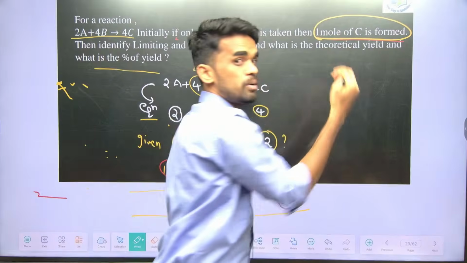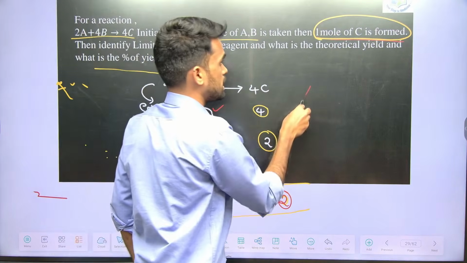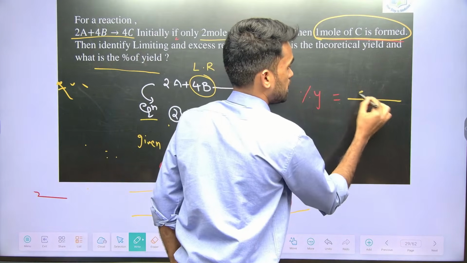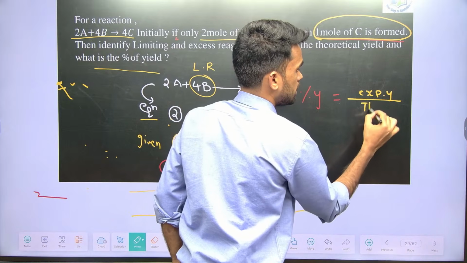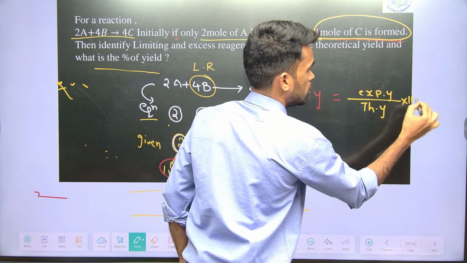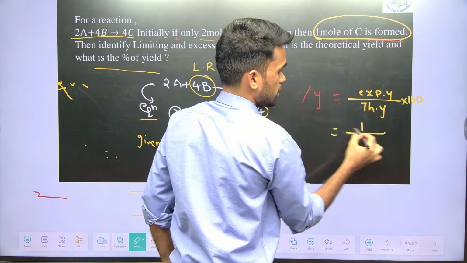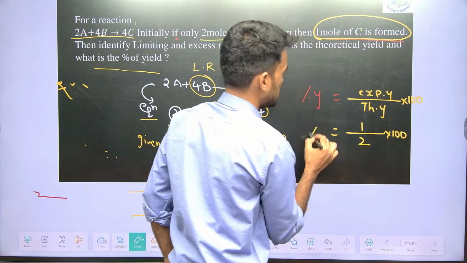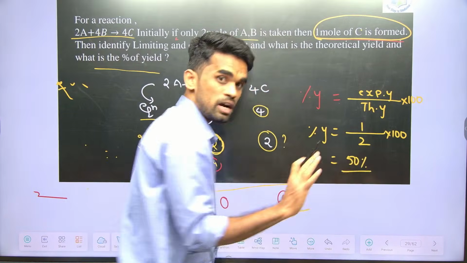1 mole is formed when they are performing the experiment. So now if I ask for the percentage yield, how will you do this? Experimental yield by theoretical yield into 100. So experimental yield is how much? 1. Theoretical yield is how much? 2. Into 100. So what is the percentage yield? 50%. So do you get what we are doing here?